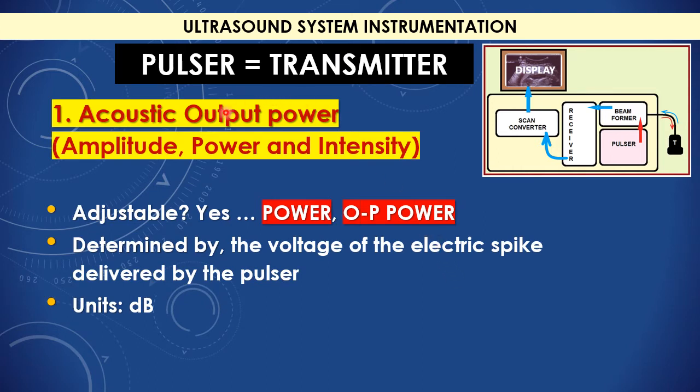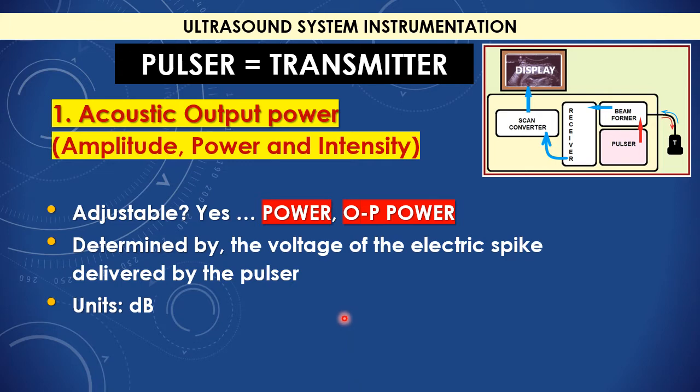So acoustic output power, which in short we call the amplitude or the power or the intensity of the sound. So we're talking here about the sound energy that is delivered to the patient. Is it adjustable? Yes. What is the control key? The control keys are called either the power or the output power. These are either a soft key or hard key. It's determined by the voltage of the electric spike.